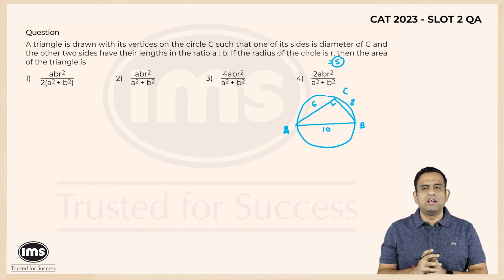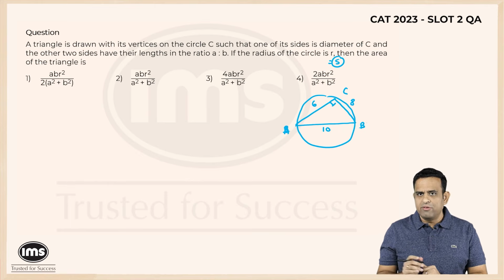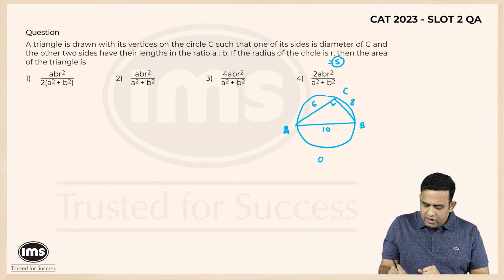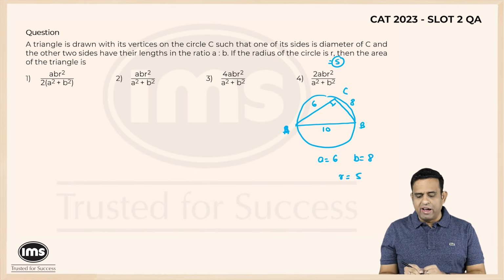Because 6, 8, 10 becomes a right angle triangle. 3, 4, 5 is the first known Pythagorean triplet. So I can take 6, 8, 10 for the sake of convenience. So here A is 6, let's say. B is equal to 8 and the value of R is equal to 5.